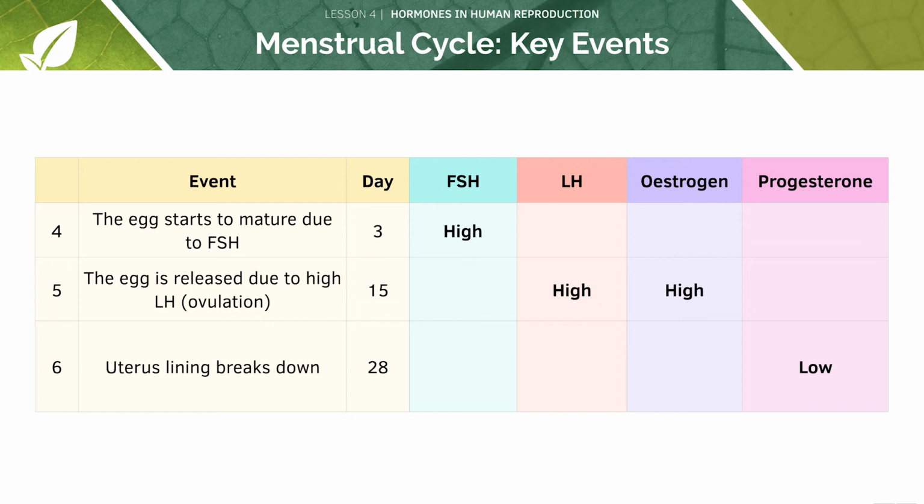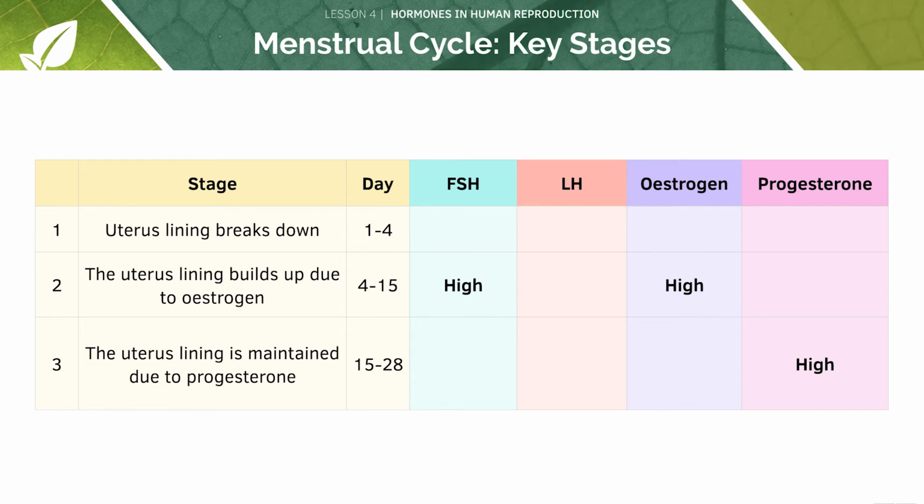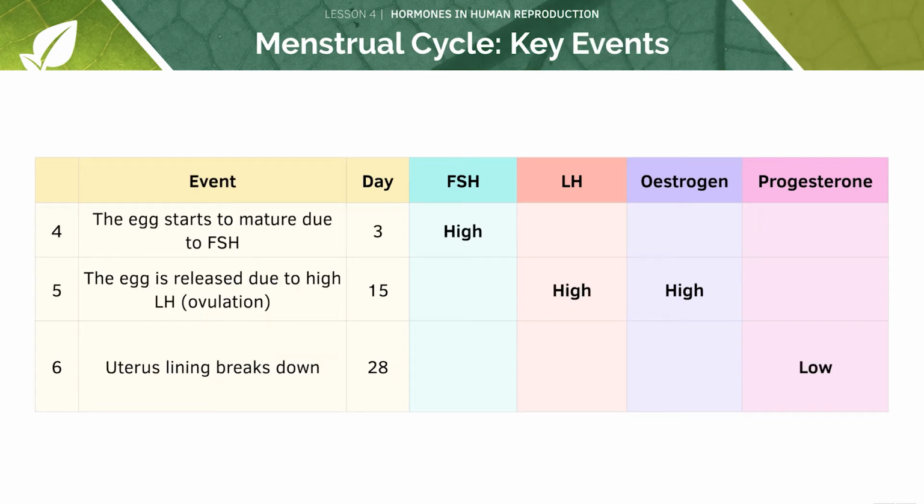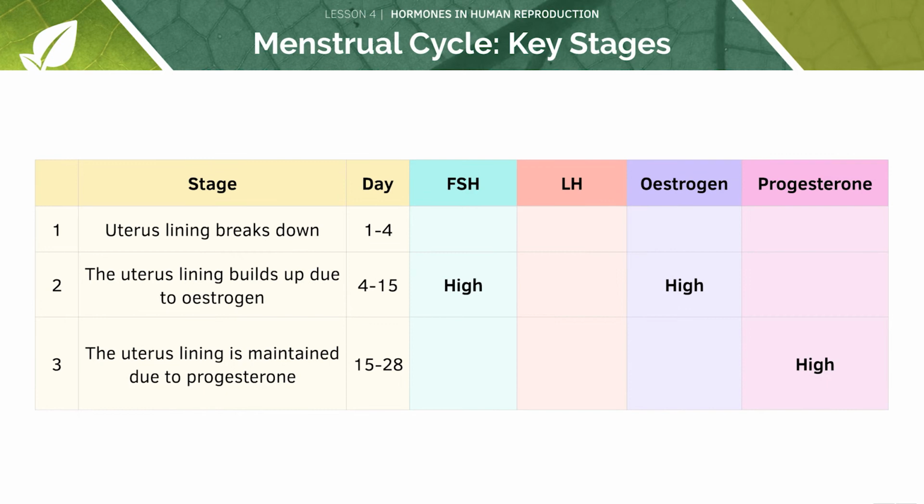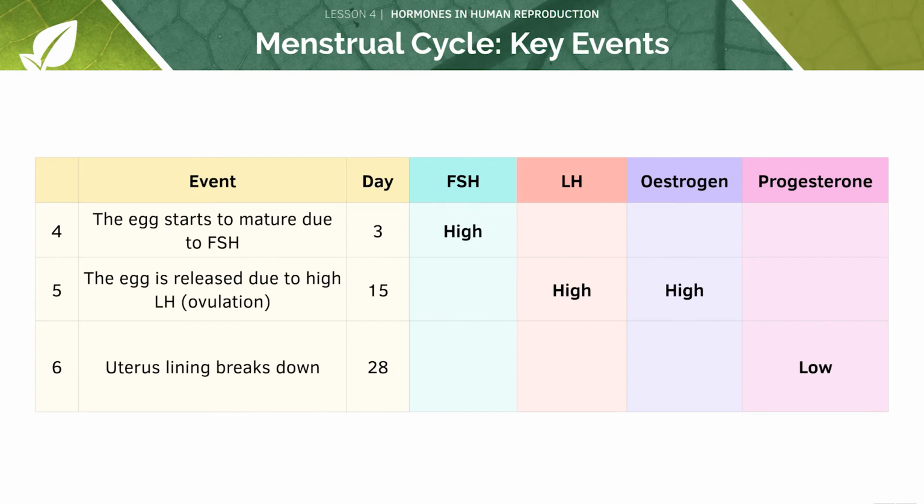Now, the egg starts to mature due to FSH in day 3. Then the egg is released due to high luteinizing hormone, which we call ovulation, this release of the egg. And this is due to high levels of luteinizing hormone here. But you can see that estrogen is also high at this stage when ovulation occurs, because remember, estrogen is causing the uterus lining to build up, and we want egg release and uterus lining building up to be occurring at the same time so that the uterus lining is ready to receive our egg.